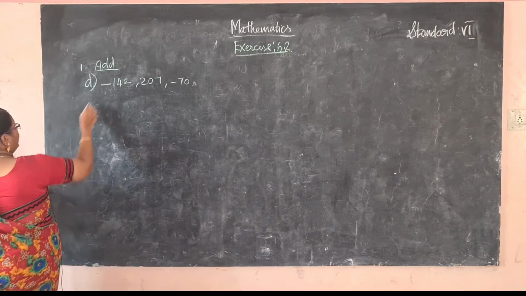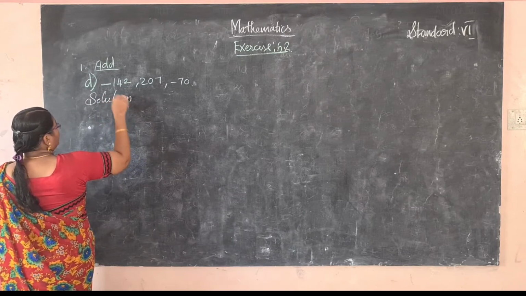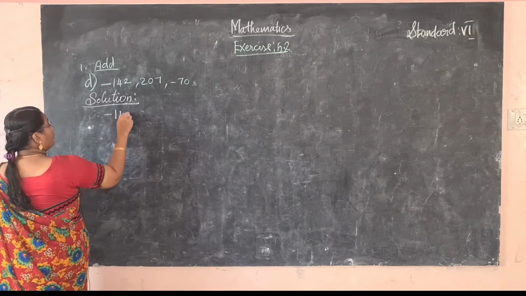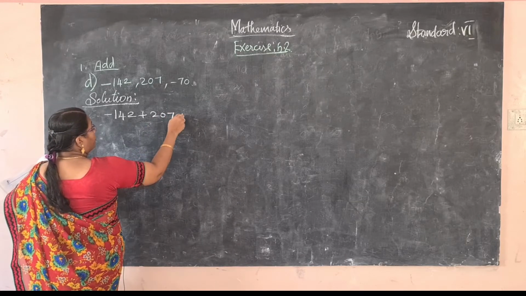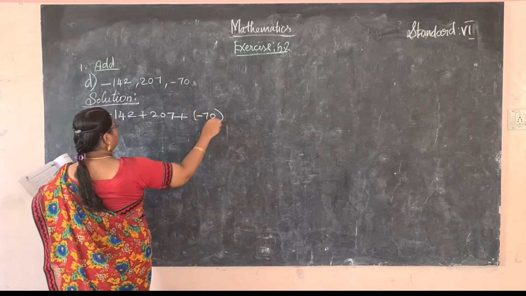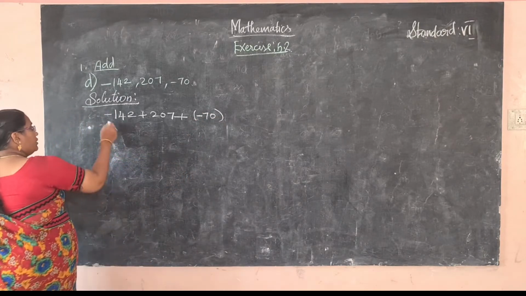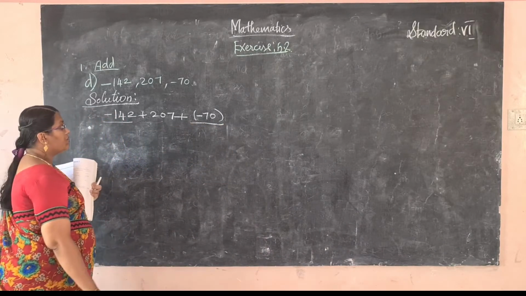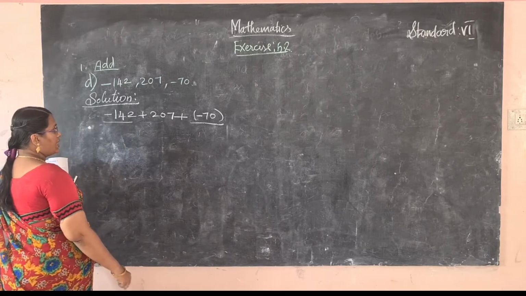Okay, solution. Minus 142 add plus 207, plus here minus 70. So these two have the same sign. First add and put the same sign.